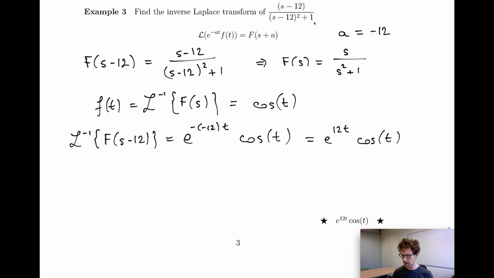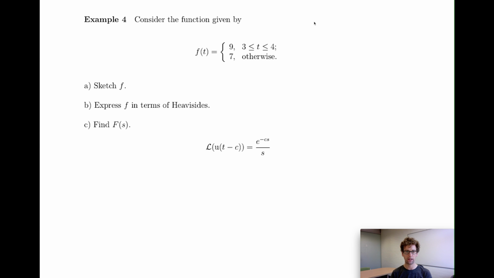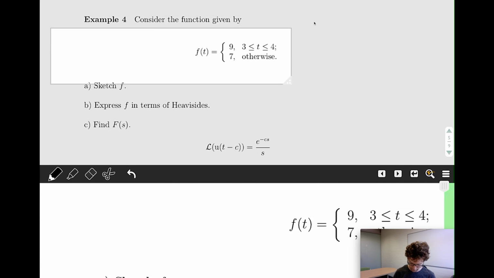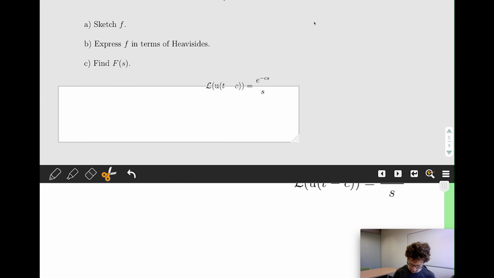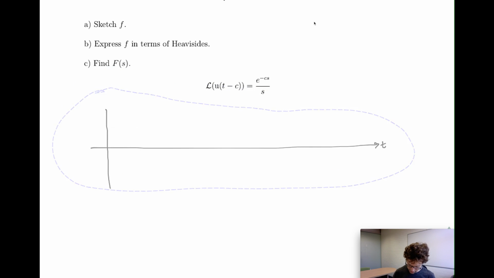Okay, let's take a look at example 4. Here we have a function that we're given again as a piecewise continuous function. We're going to sketch it, we're going to express it in terms of Heavisides, and then we're going to find its Laplace transform. So first things first, let's sketch it. That's relatively straightforward to do here.